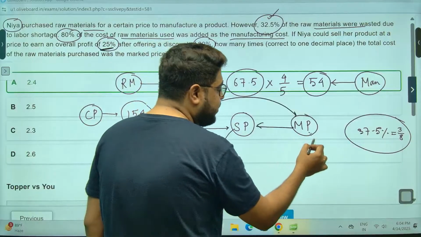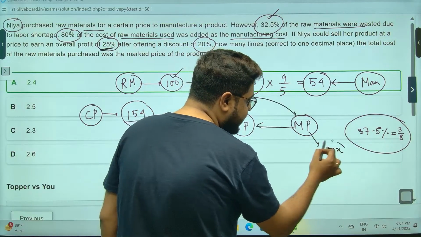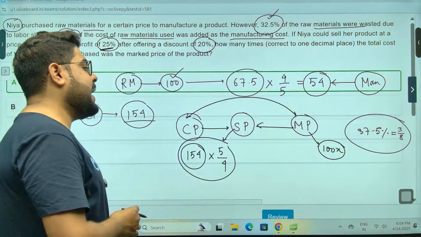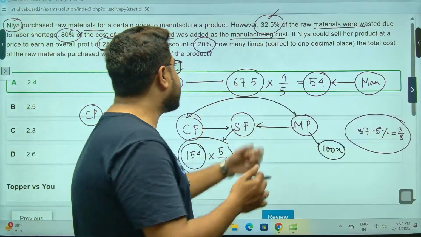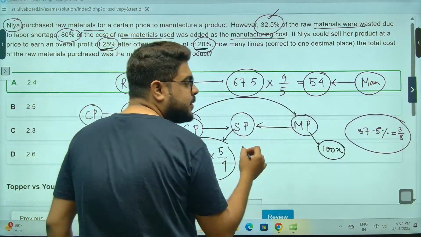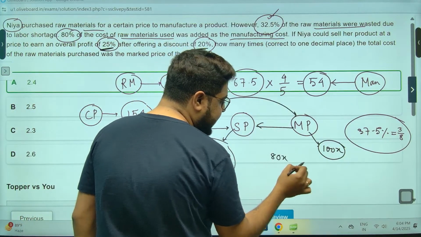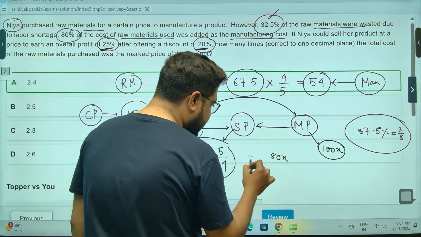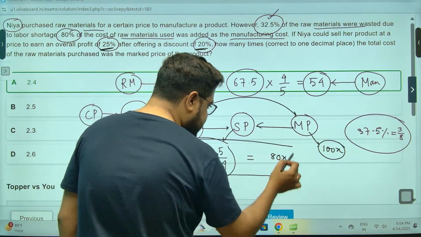From here, I don't do MP. I'm taking MP is 100x. So discount of 20%. Sir, SP will be what, sir? SP will be 80x, 20% discount. Sir, both are equal. If you don't want to do this, you can go like this.